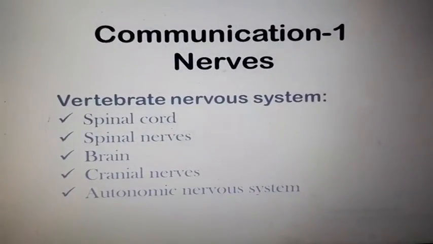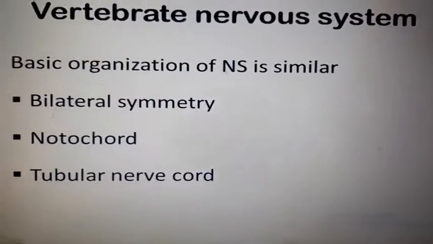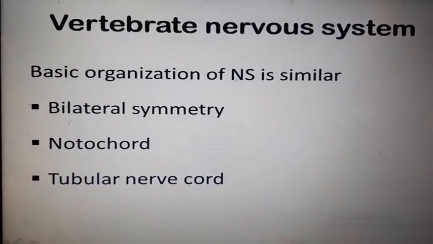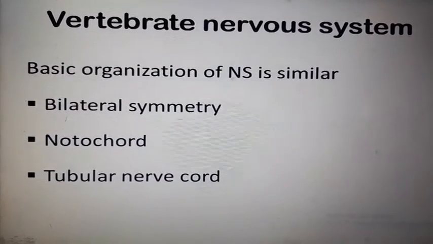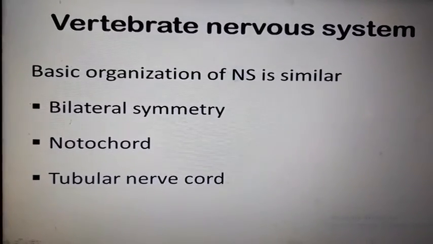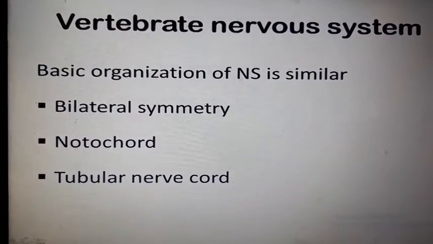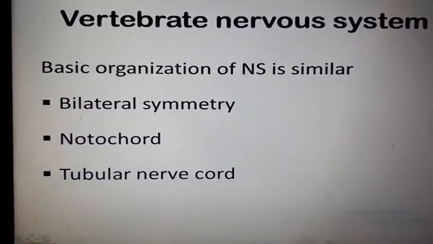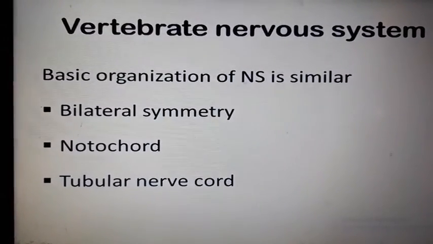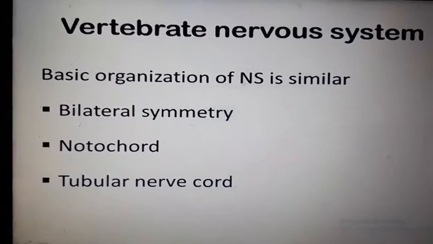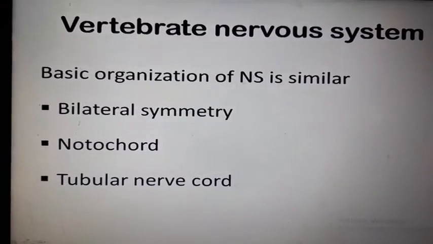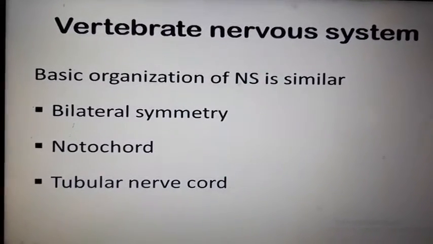So firstly, what is the vertebrate nervous system? Vertebrates basically have a specific organization in their nervous system: they have a bilateral symmetry, and also have the notochord and tubular nerve cord as well. These characterize the evolution of the vertebrate nervous system. Basically, these three are the basic characteristics of the vertebrate nervous system.